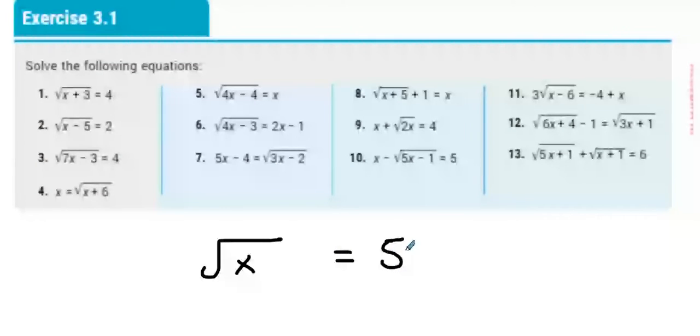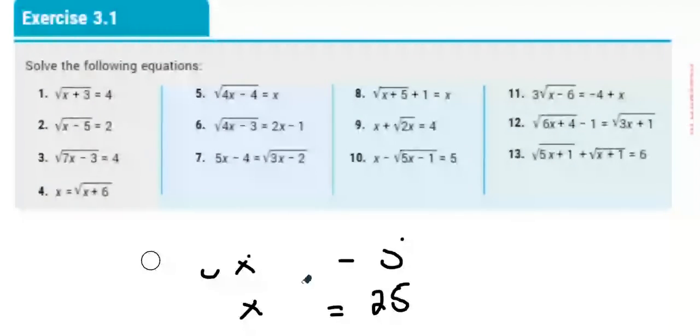if you have root x equals 5, just square both sides. And when you square both sides, what happens to a square root? It just disappears, leaves what's inside it. And then 5 squared is 25, all right? So that's quite handy, all right? Now, what happens in a question like this?